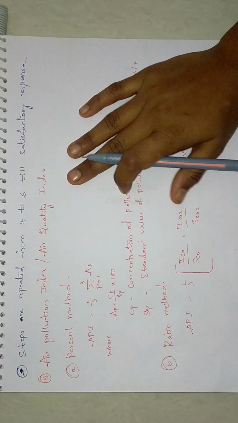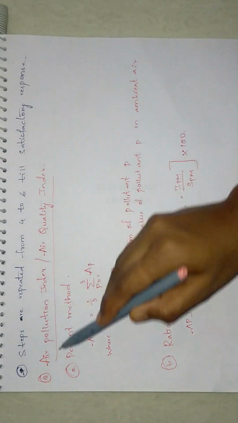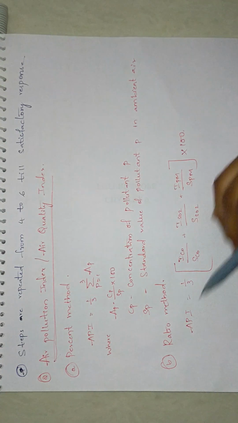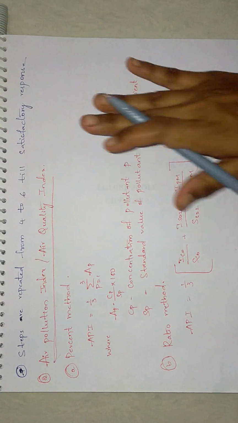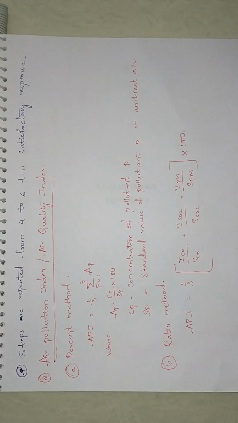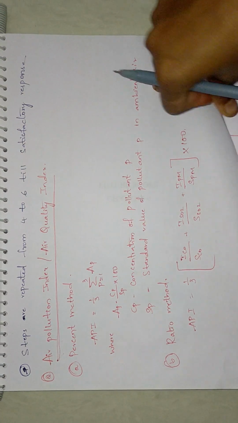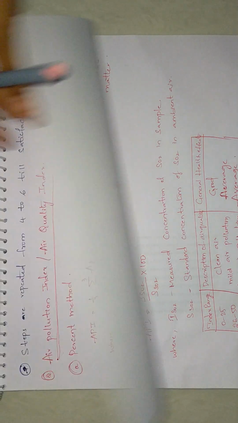The second method is the air pollution index method. I have written all these methods in the same color because they are very important, and these are just formula methods. The first one is the air pollution index method. It is an integral part of the environmental quality index. Some of the important methods used to calculate air pollution are the Poisson method, the ratio method, and then we have the single parameter index as well.